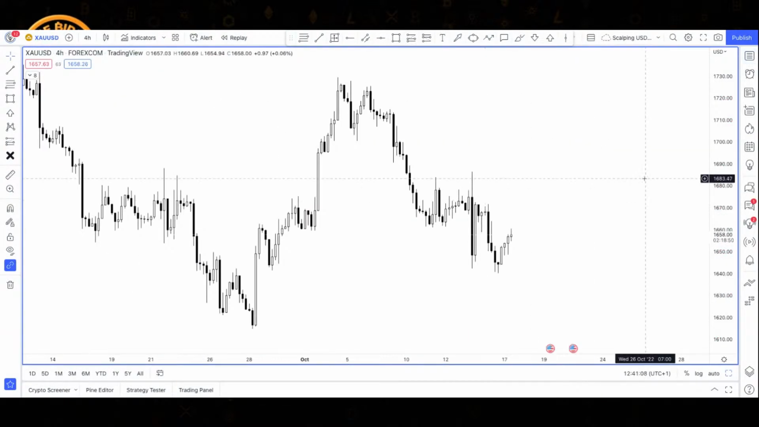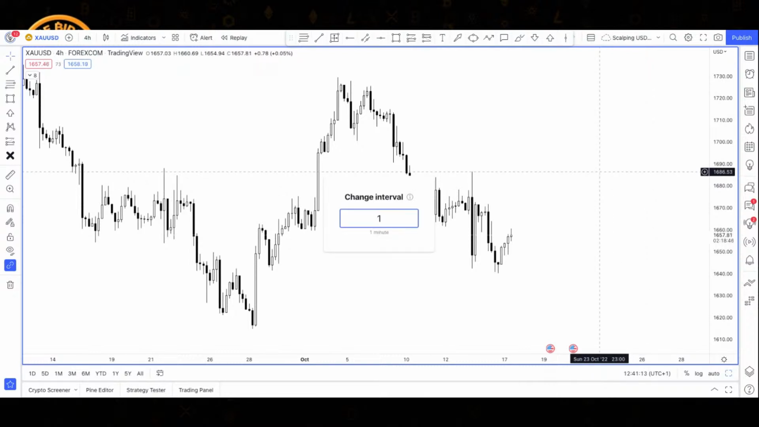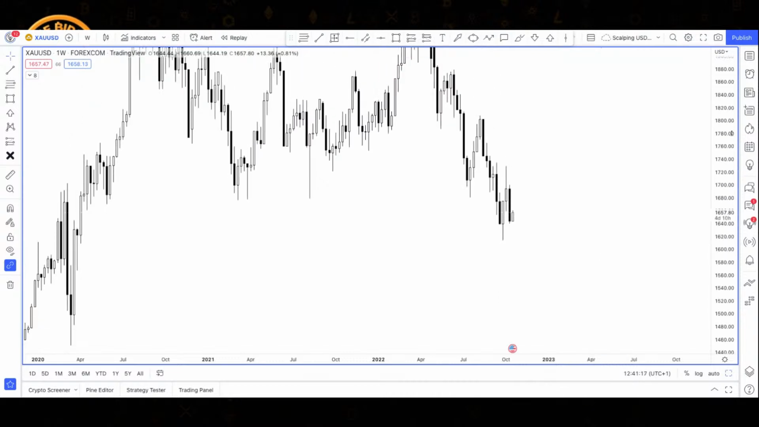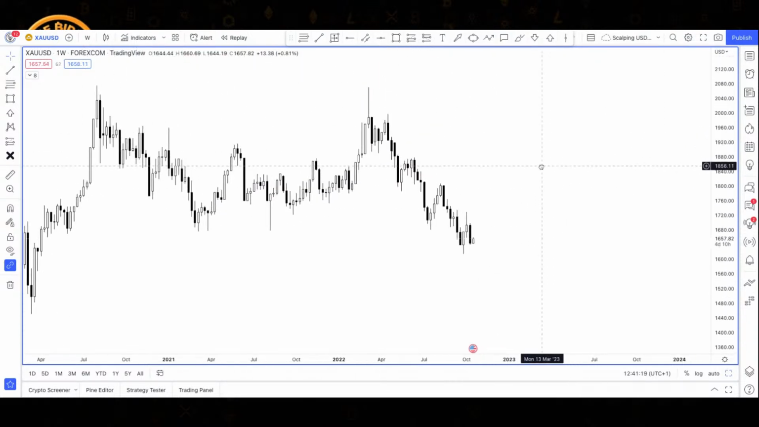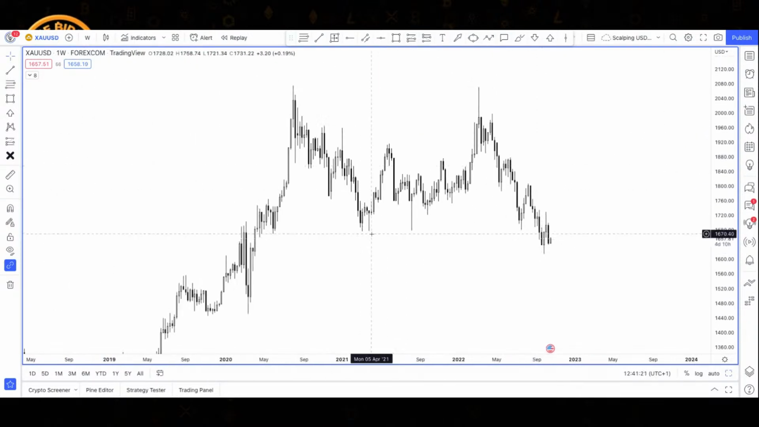Going through this, let's do one last top down before we call this a day, guys. In truth, this is what I'm doing. I start on a weekly, especially with traditional assets. What am I doing? I'm looking left. This is a good liquidity pull down here. This is what we call relatively equal lows.